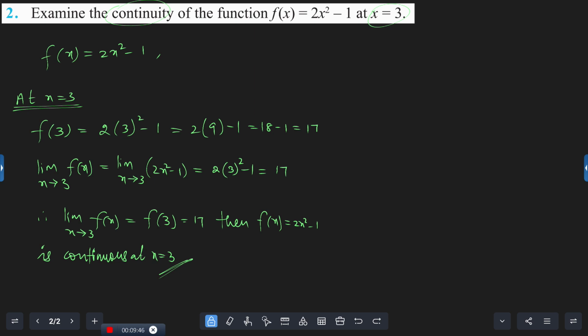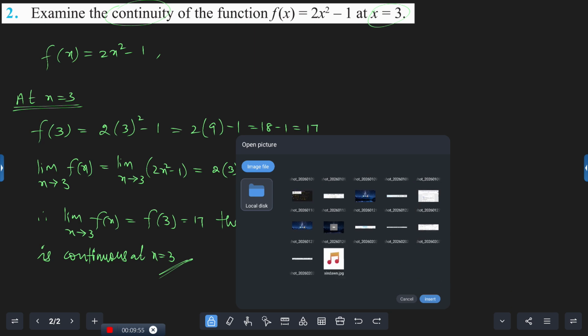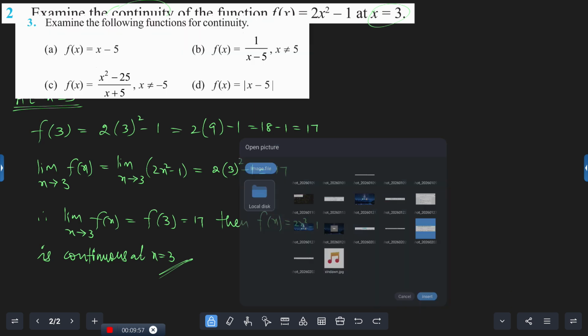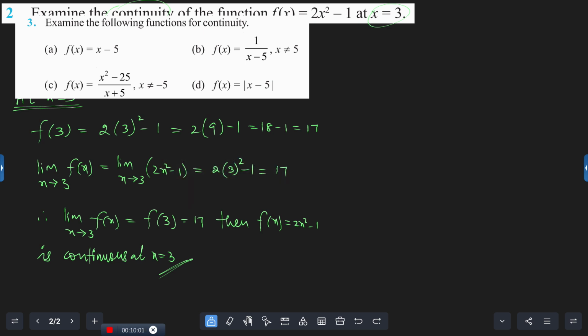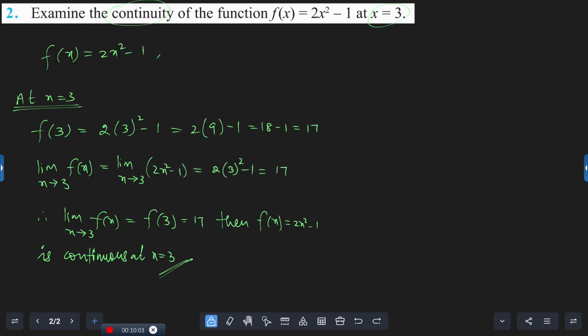Or else do one thing, I will complete. You people write later. Okay, better. I'll show later. Right. Sorry. I'll go to new page.